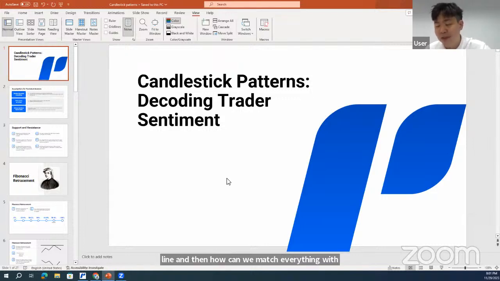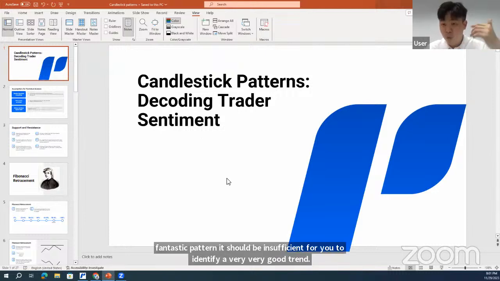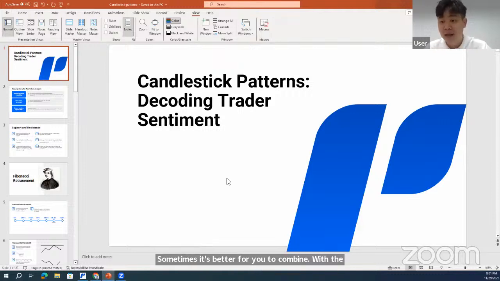Because if you just focus on the candlestick pattern, it is insufficient for you to identify very good trends. Sometimes it's better for you to combine the candlestick patterns with the support and resistance level. Later I will teach you one by one how we can draw it, and why technical analysis is quite important for everyone.